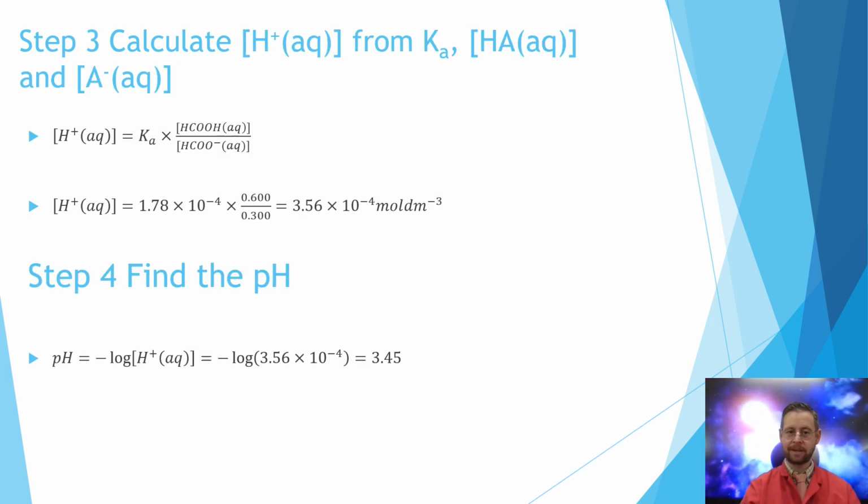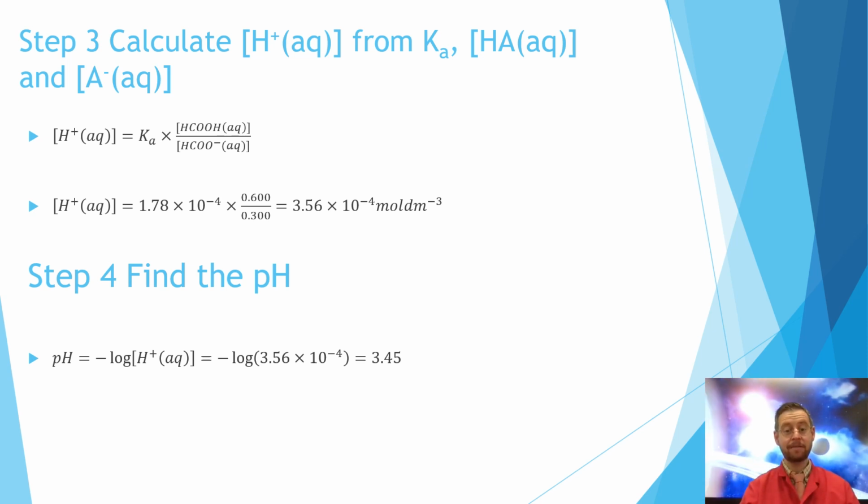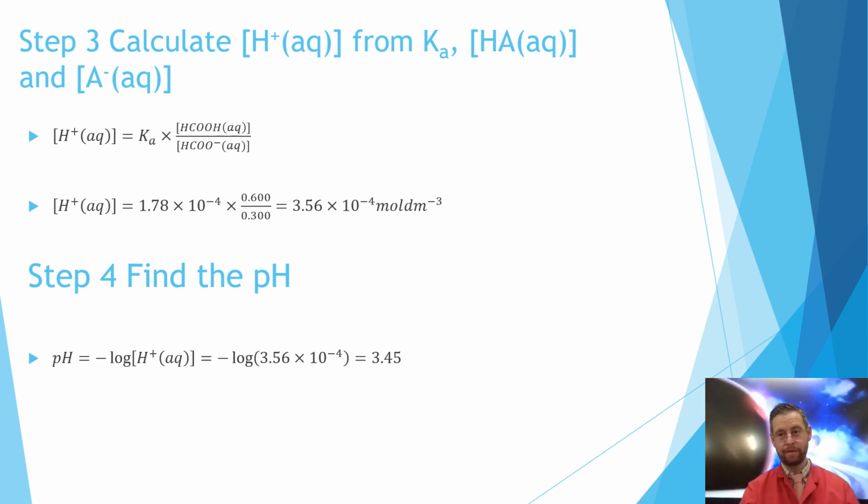Knowing the concentration of the acid and the concentration of the conjugate base allows me to put these into the formula that we used before, multiply by the dissociation constant, and get the concentration of H plus ions in this solution equal to 3.56 times 10 to the minus 4. Of course, this concentration of H plus ions can be put into the pH equation. The pH is equal to the negative log of 3.56 times 10 to the minus 4. It gives a pH for this solution of 3.45.